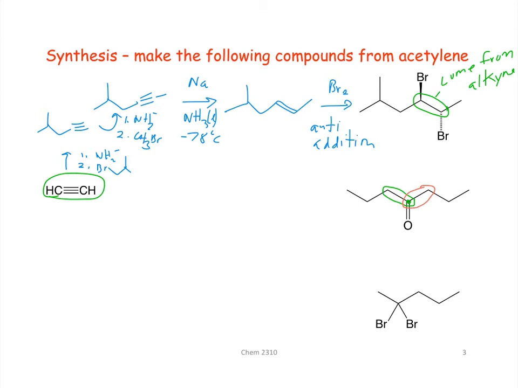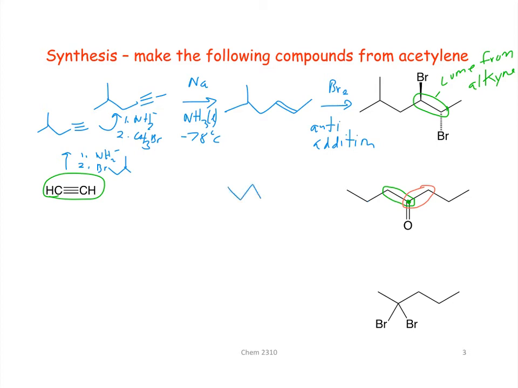Now, do we make the ketone directly from the alkyne, or do we need to make it from an alkene again? Well, we make that one directly from the alkyne. All right, so let's see, what do we have? 1, 2, 3, 4, 5, 6, 7 carbons.